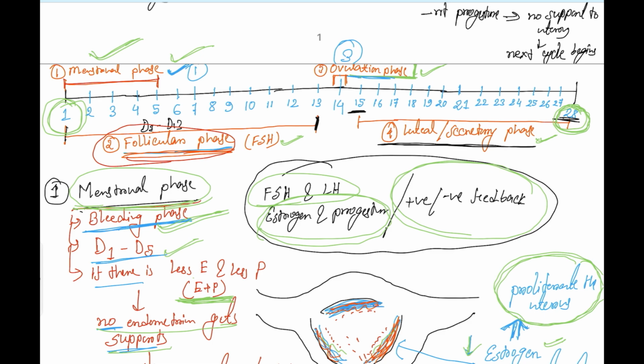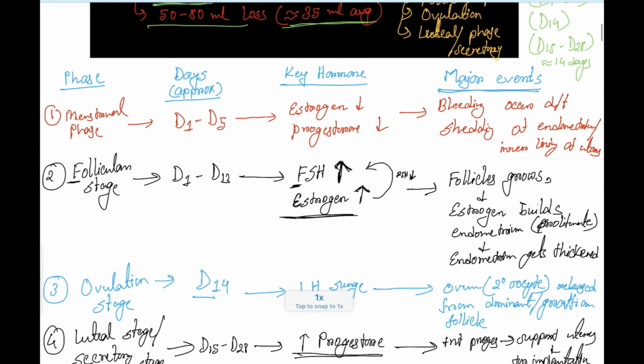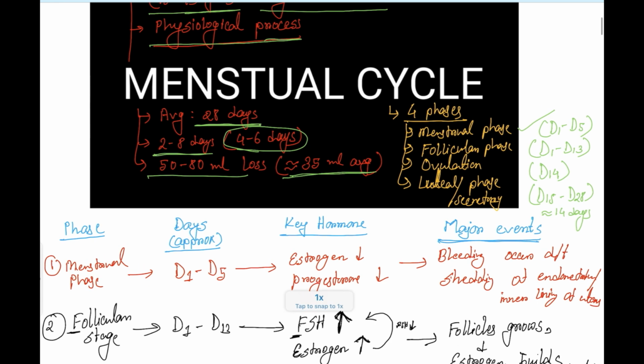Understood? Now the third question is, if I ask you average duration of menstrual bleeding, what will you answer? You will answer 4 to 6 days. It ranges from 2 to 8 days, but if they ask for the average, you will answer 4 to 6 days. Okay. If they ask average blood loss through this menstrual cycle, your answer will be approximately 35 ml, and the range is 50 to 80 ml.